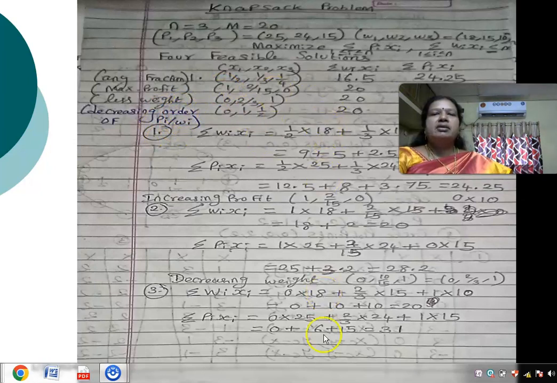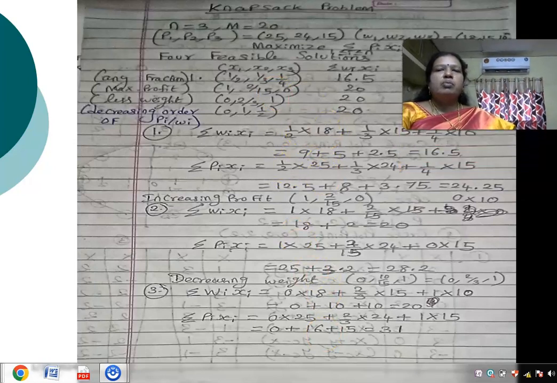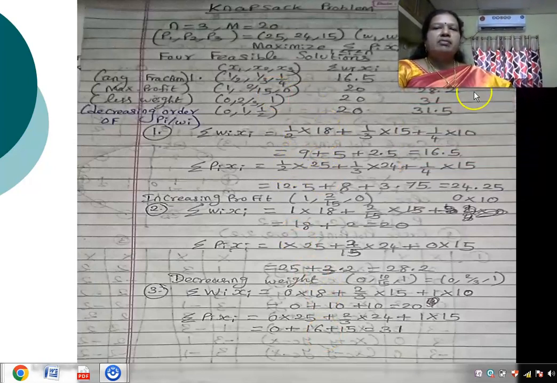The first 3 we can discuss with the fractions. So I have this summation of WIXI as 16.5, which is less than our maximum limit, that is 20. And the next profit is 24.25. And the next one is the second, the maximum profit fractions. That object's weight is 20, again within the limit only. Next its profit is 28.2.